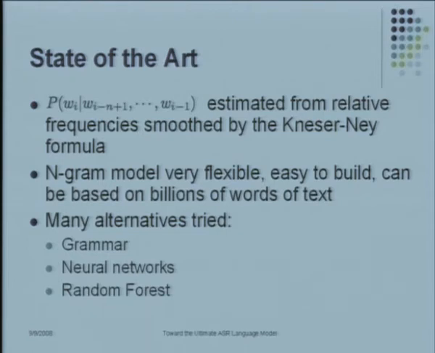But unfortunately, these trends improve language modeling a little bit, but not sufficiently. The n-gram model is very flexible, and so when you do it like this, if somebody gives you billions of words of text, you can estimate this probability. And if somebody gives you even more words of text, you can again re-estimate this probability. While giving you these more words, for instance, on the internet, on the World Wide Web, etc., to re-estimate the grammar or to re-estimate the neural networks or the random forest is a big deal, and in fact can't be handled mathematically for practical reasons.